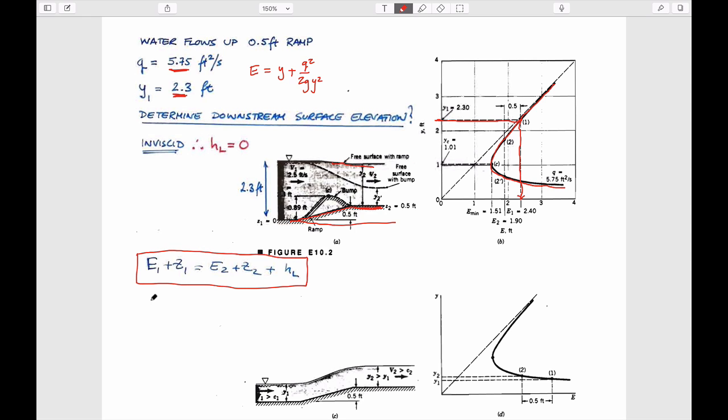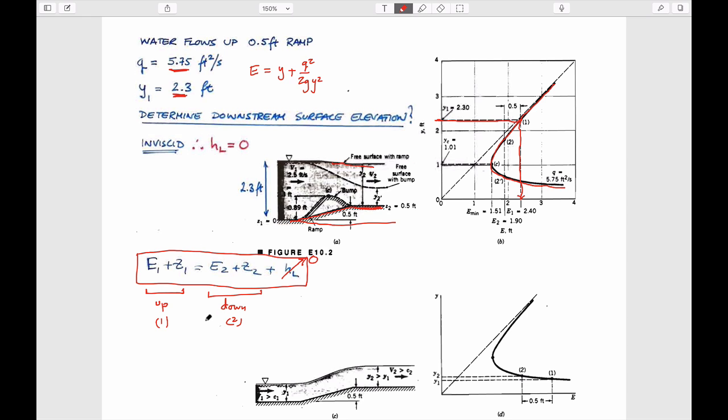that these have to be the conditions both upstream and downstream. So in other words, point 2 and point 1. And it's really represented by this curve here. We know that if it's inviscid, then there are no losses in our system. So this is 0, and so we're just dealing with this.